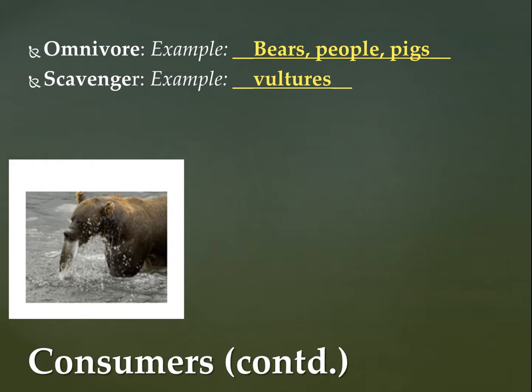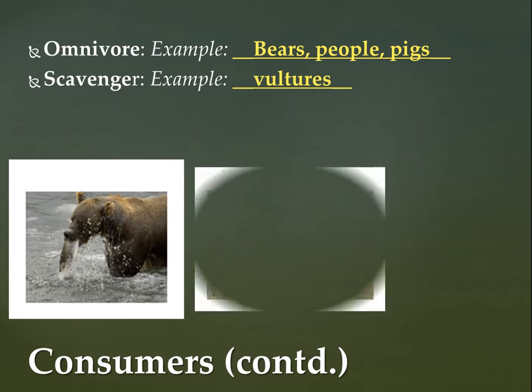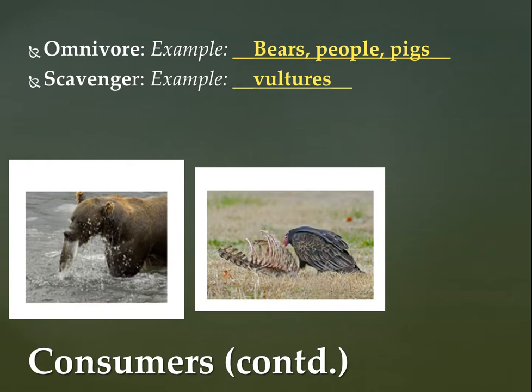Another type of special consumer is a scavenger. Scavengers basically scan the area for leftovers. Things like vultures. Vultures don't go and attack and kill their own prey. They just wait for predators to leave the prey they've already had, and vultures come and kind of pick at the leftovers.